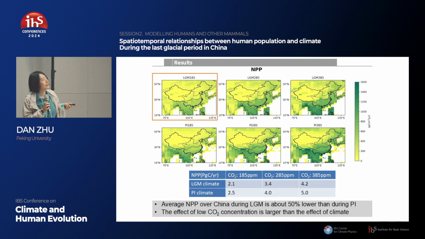The simulated NPP, the average value over China during the LGM, is about half of the value during the pre-industrial period, which is consistent with global numbers in previous studies. But if we look at the effect of CO2 and climate, the effect of low CO2 is even larger than the effect of climate warming.